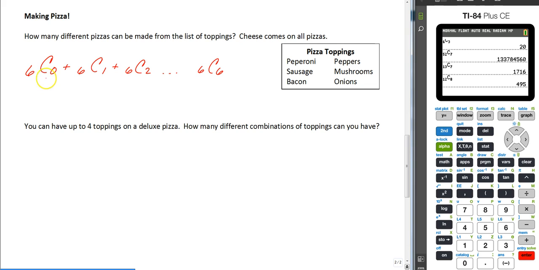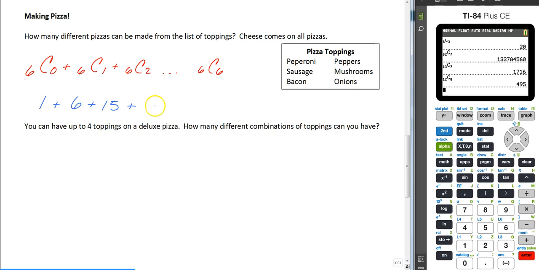So 6 choose 0, that does have an option. That's one option. That's cheese only. Plus, and then what if we were to choose 1? So if we were to choose pepperoni or sausage or bacon or peppers, you obviously see you're going to have 6 different choices because you only have 6 options to choose from. So 6 choose 1 is going to give you 6. And then we would need to do 6 choose 2. So we would have 15 different options for 6 choose 2.